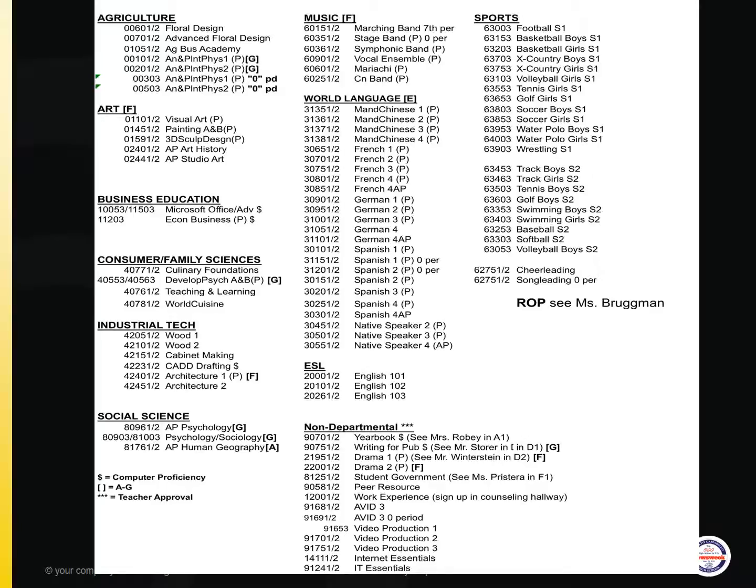This is the backside of your registration form showing all the electives available to you as a junior next year. Real quickly, I'll just point out some of the highlights. In agriculture, we have a 0 period that is available to you if you're behind in credits or you just like to take a 7th class in addition to your other 6 classes. As always, since your freshman year, we still have floral design and ag if you've never taken a class in this department.